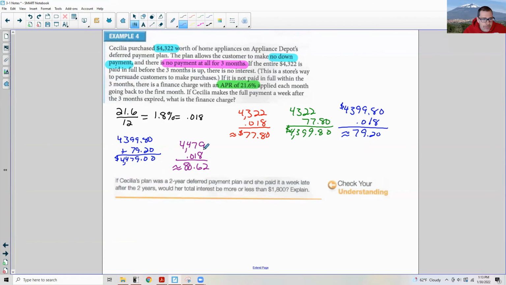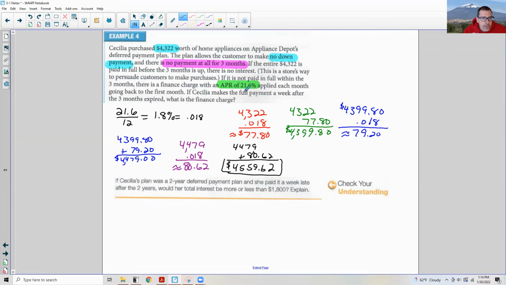So the amount due the week after the third month offer expires would be the sum of $4,479 plus $80.62. So my final answer would be 2, 6, 9, 15, carry the 1, 5, 4. So it would be $4,559.62.